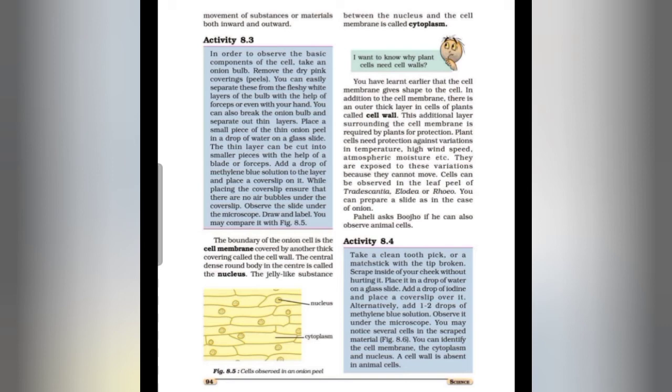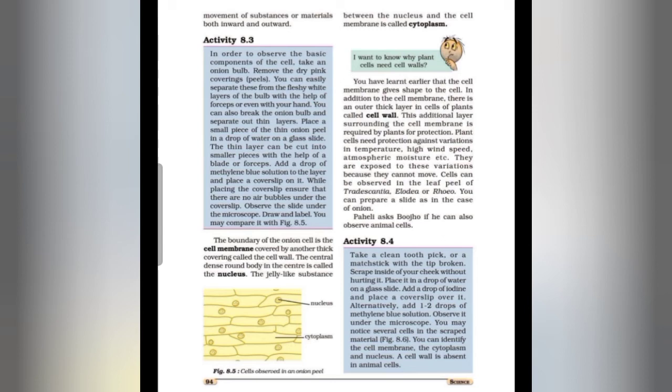I want to know why plant cells need a cell wall. For extra protection, plants need a cell wall. You have learned earlier that the cell membrane gives shape to the cell. In addition to the cell membrane, there is an outer thick layer in the cells of plants called the cell wall. This additional layer surrounding the cell membrane is required by plants for protection. Plant cells need protection against variation in temperature, high wind speed, atmospheric moisture, etc. They are exposed to these variations because they cannot move.